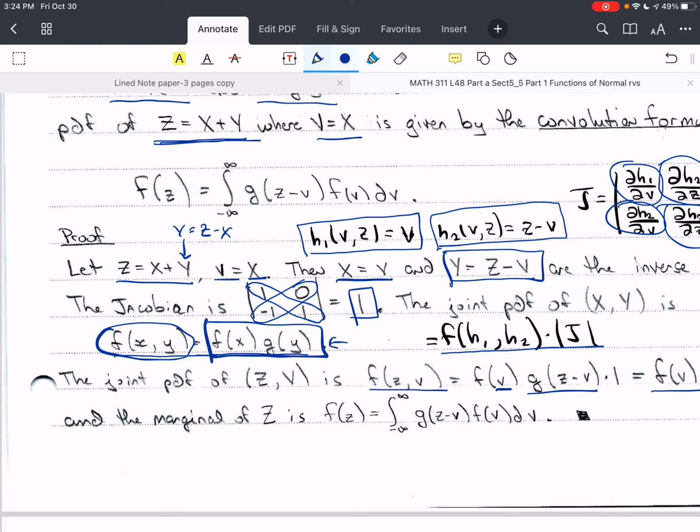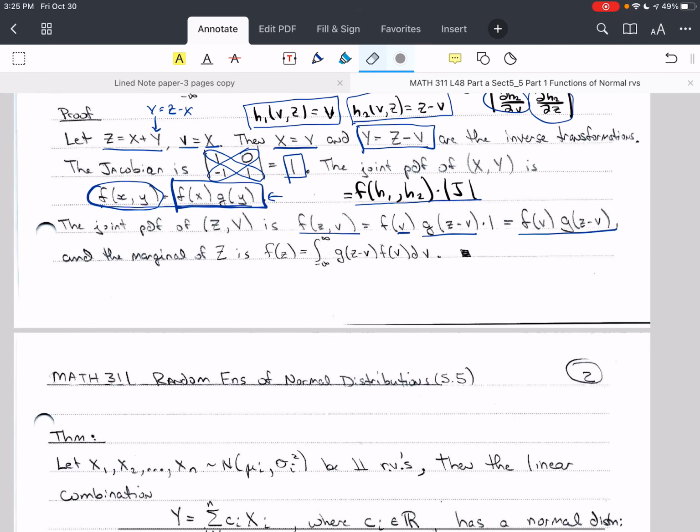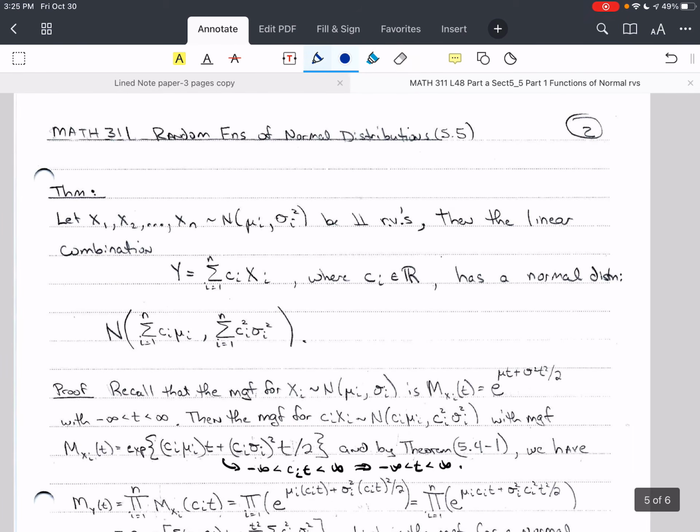To get the marginal of z, we have to integrate this joint PDF with respect to v. So this is f of z and v here. And so we integrate it with respect to v to get rid of the v's and are only left with z. And we see that we have the convolution formula here, g of z minus v times f of v times dv integrated across v. So that is the proof of the convolution formula. Please make sure you have that handy. You might need that convolution formula.